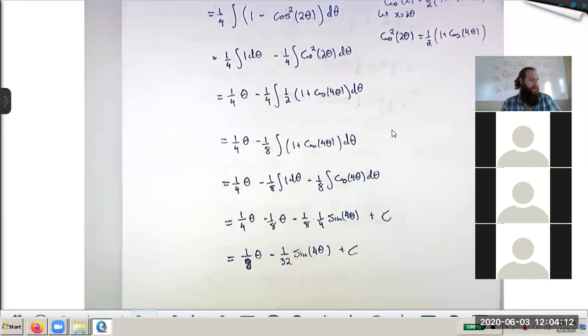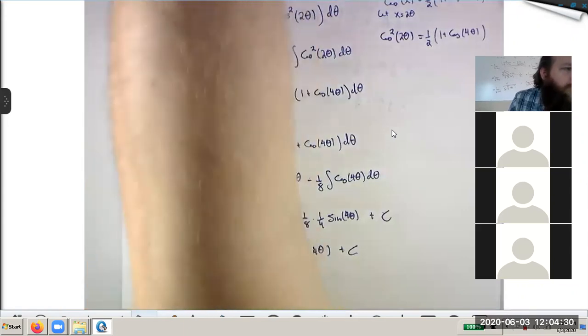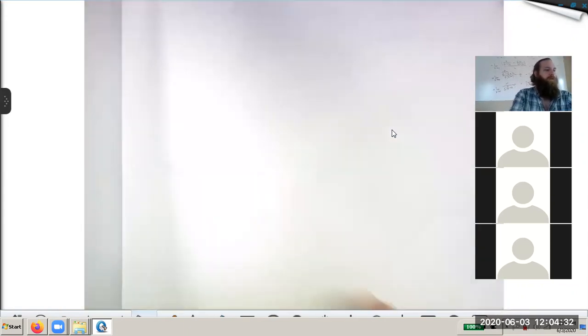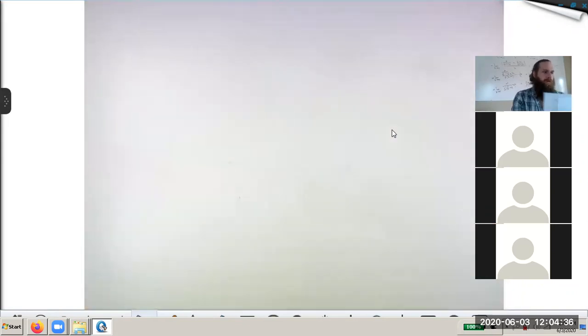Other questions on this one? So the good news is that all of these go like that. The bad news is all of these go like that. We'll do one more and then we're going to move to secant tangent integrals. Let's look at the fourth power of, what did I do? Did I do sine squared or cos squared? Did cos squared. So let's look at the fourth power of sine.